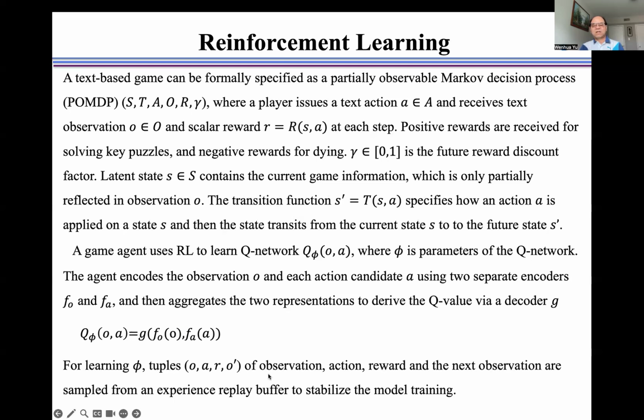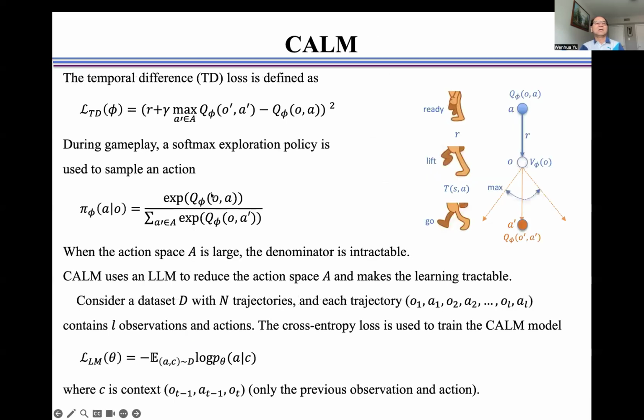tuples of observation, action, reward, and the next observation are sampled from experience replay buffer to stabilize the model training. The temporal difference loss is defined as here and shown in this figure. During play game, softmax exploration policy is used to sample action, as shown here.